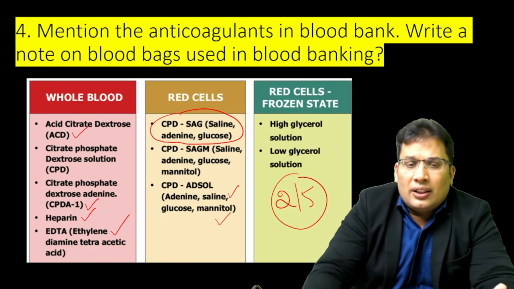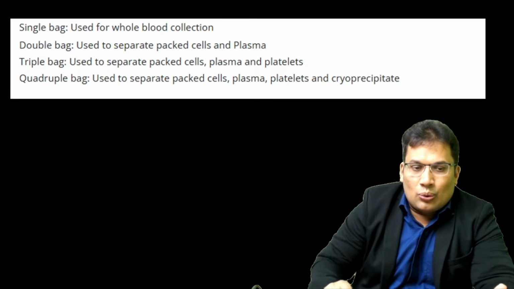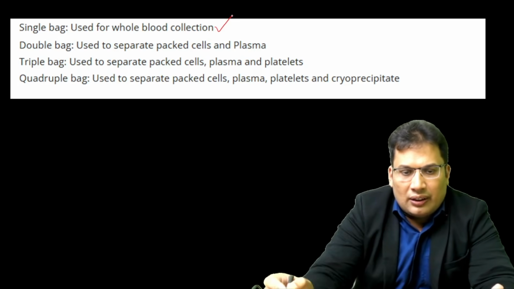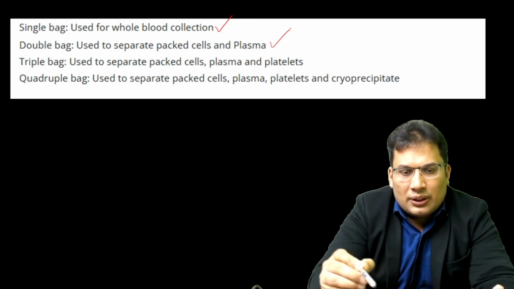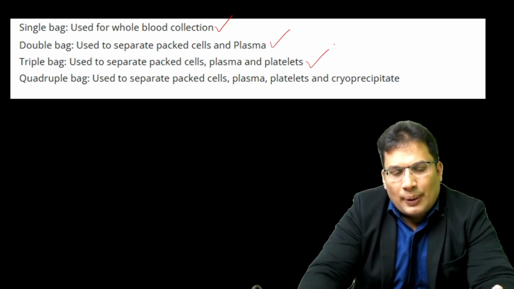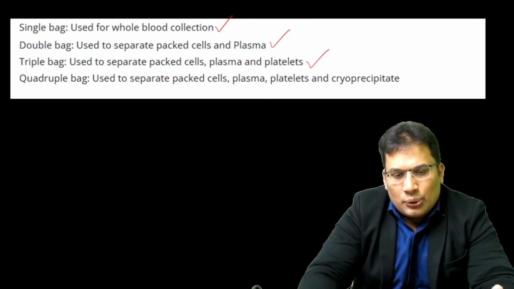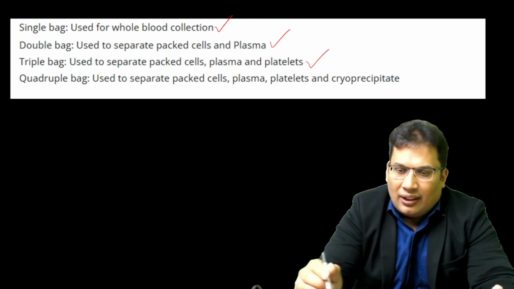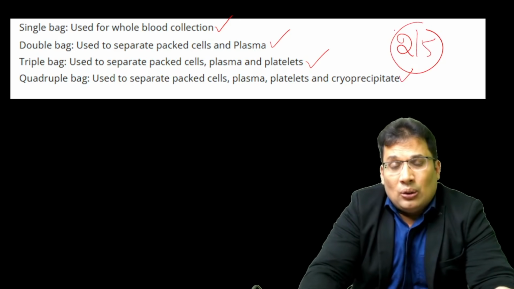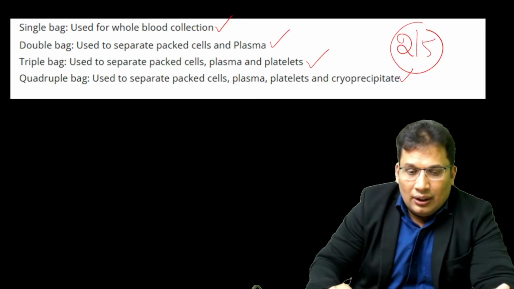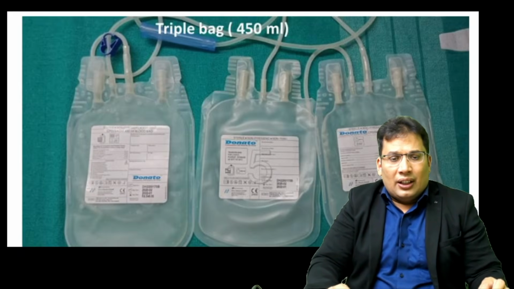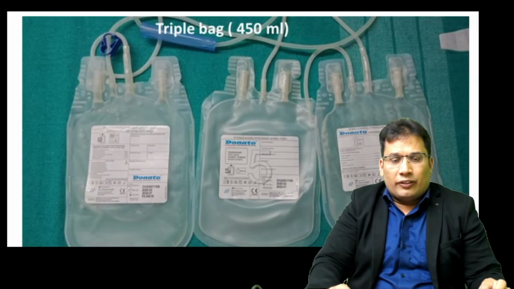Then the question is, what are the different types of blood bags? To simplify, there are 4 types: single bag used for whole blood collection, double bag used to separate packed cells and plasma, triple bag basically packed cells, plasma, and platelets, quadruple bag used to separate packed cells, plasma, platelets, and cryoprecipitate. If you write this, you will get 2 marks out of 5, and you need to explain all these bags. So this is the double bag, around 350 ml, and this is the triple bag, that is a 450 ml bag.